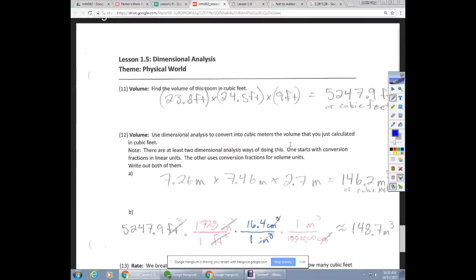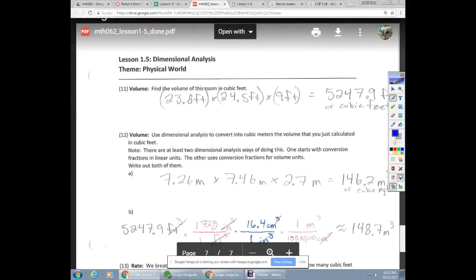Now, in question 12, we originally were asked to measure the length and width in meters. And then right after that, we were asked to convert the height to meters. So I already had those numbers converted. So it was just a matter of multiplying them together. So I got about 146.2 cubic meters. So if you could double check, you get a similar number for 12A. And then I'll do 12B over again.